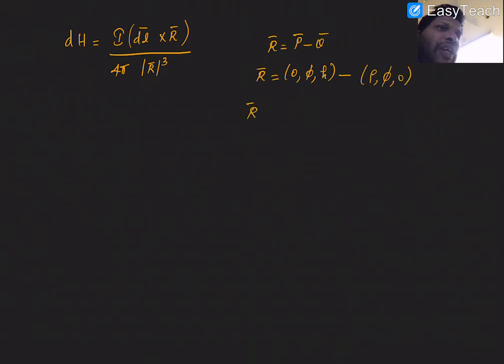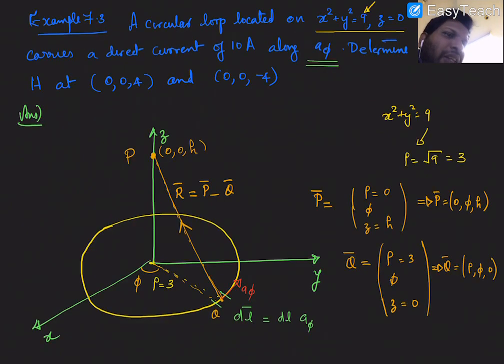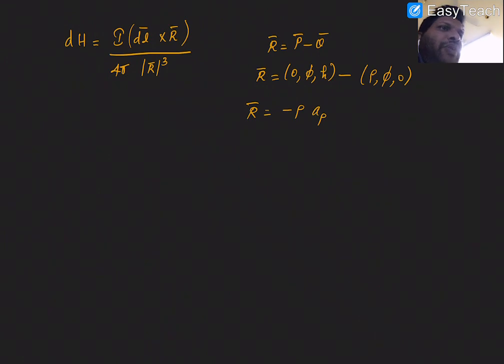So vector r is given as 0 minus rho, it is minus rho, and what is the direction? It is a rho, because we know that this is the direction of the rho, which is a rho. Then phi minus phi is equal to 0, then h minus 0, that is h, so plus h into az. So this is my vector r.